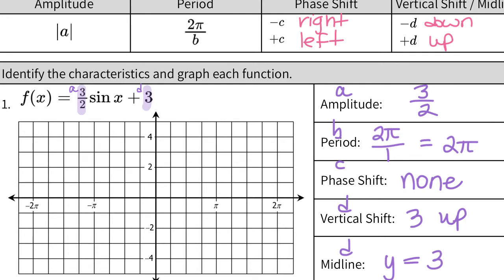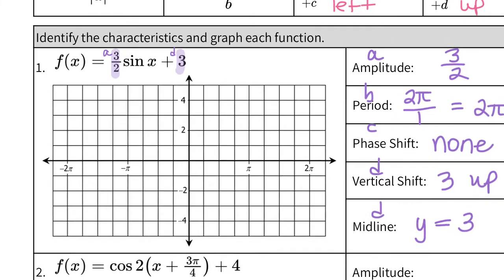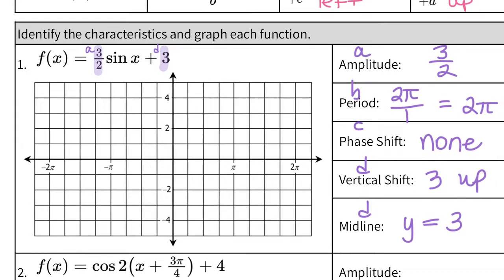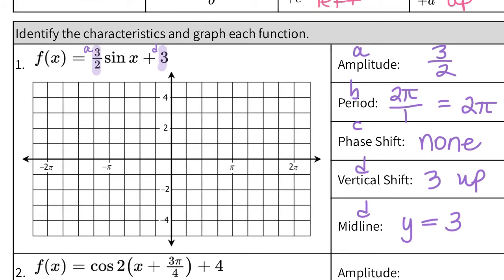So now using these values, let's draw some guides onto my graph here. I like to work bottom up, so let's start with the midline. Midline is going to be at positive 3, so let me draw that in.